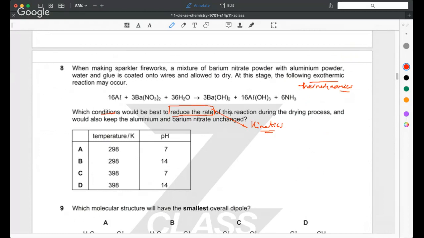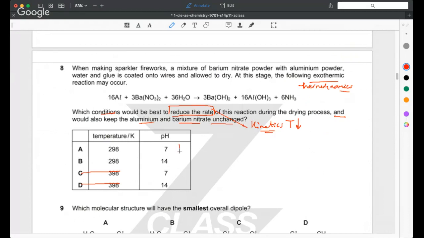So we've got a question about kinetics, and we want to keep the aluminium and the barium nitrate unchanged. So there's two things, we've got two columns. Now if we want to reduce the rate, then the temperature should be going down, shouldn't it? If the temperature increases, then the rate of reaction will increase. So immediately we can see that can't be right because those are the higher temperatures. And even if we're guessing at this point, at least we're getting a probability of getting it right of 50% rather than 25%. So we got rid of a couple of answers there, which we know must be wrong, because we're reducing the rate by reducing the temperature.